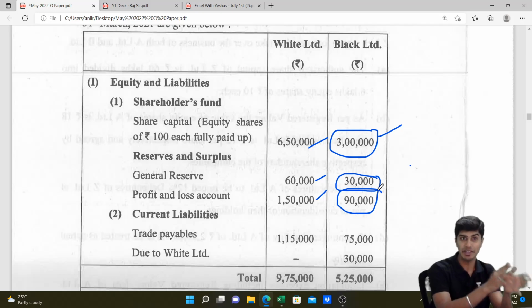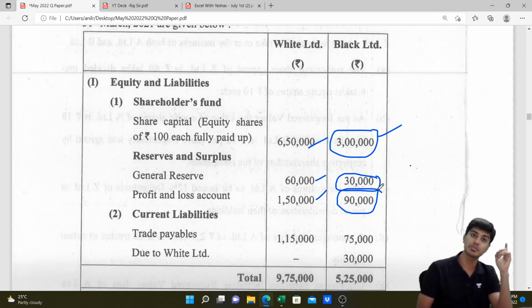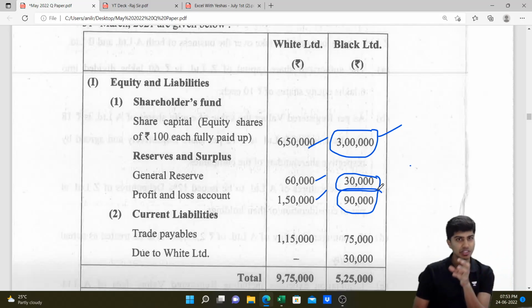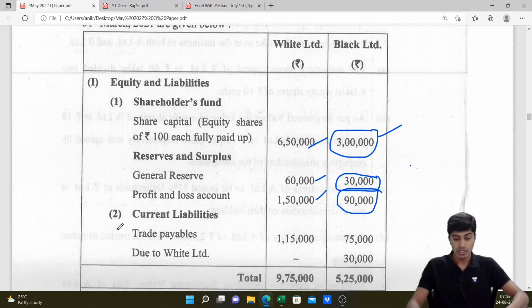Pre-acquisition profits are capital in nature. They will be adjusted against the cost of investment in the cost of control to find goodwill or capital reserve. However, the post-acquisition reserve share of the holding company will go to the balance sheet, reserves and surplus. Got this? I hope you'll all remember this point. Let us get going now.